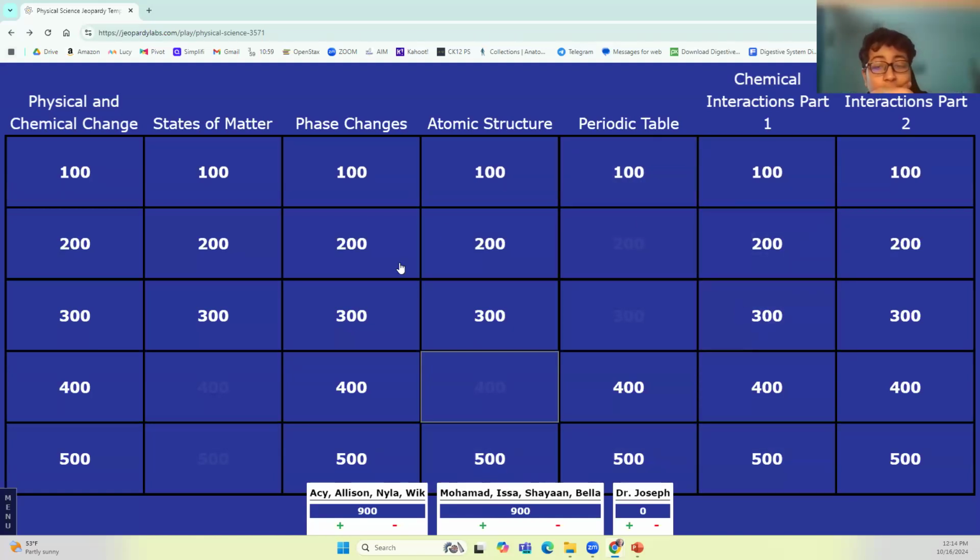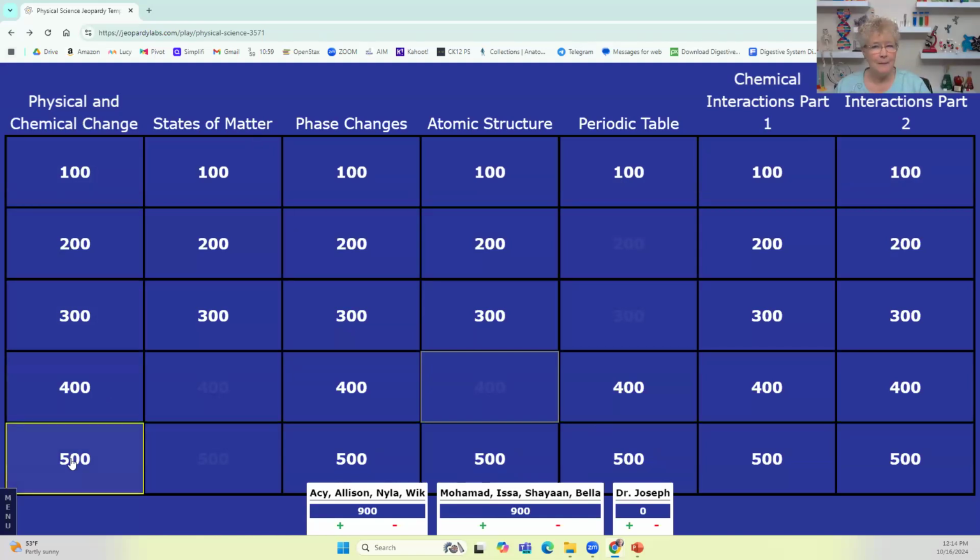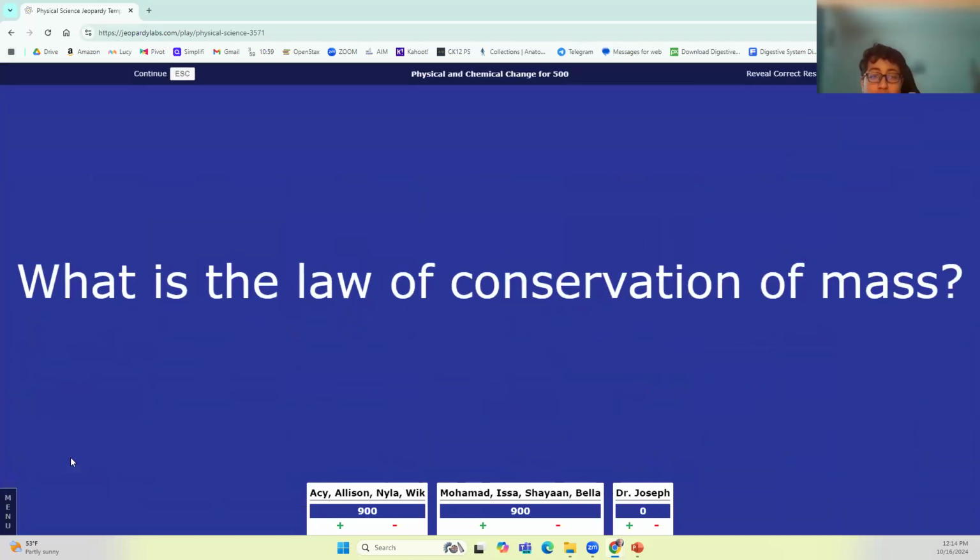Physical and chemical change 500. Yeah, that's fine. What is the law of conservation of mass? I know this. All right. Mass in, wait, let me think.